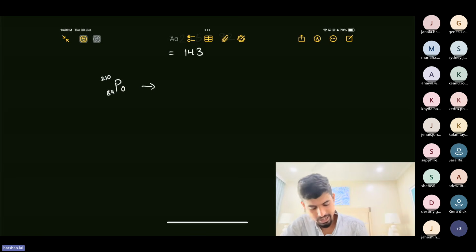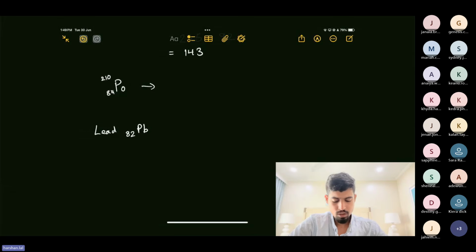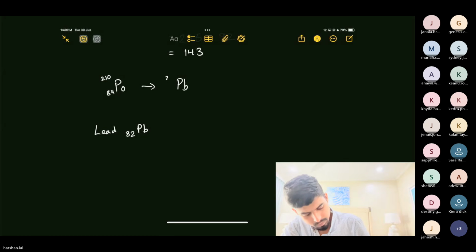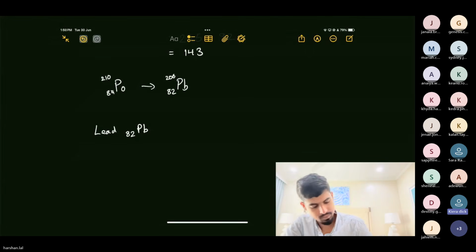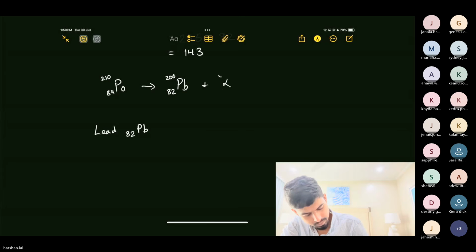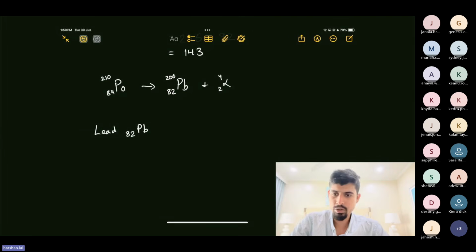So it decays to lead, right? And lead, we could write it as Pb. Lead has an atomic number of 82. So how can I write this if it decays via alpha decay? So Pb 206 and 82. Right? What else do I need to write? Plus alpha, 4 and 2. All right, so this is the alpha decay equation.